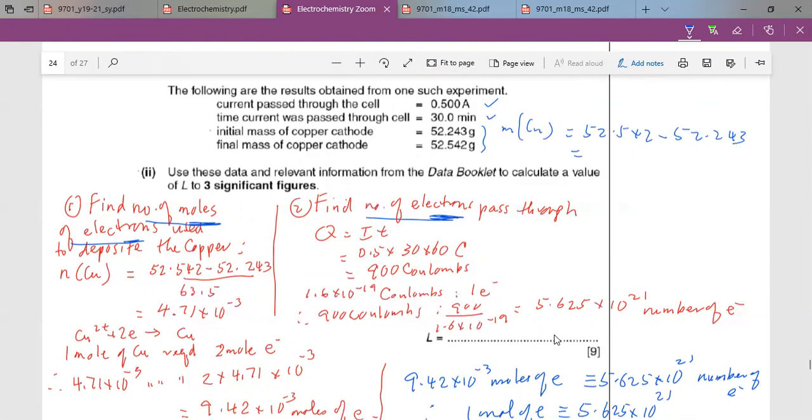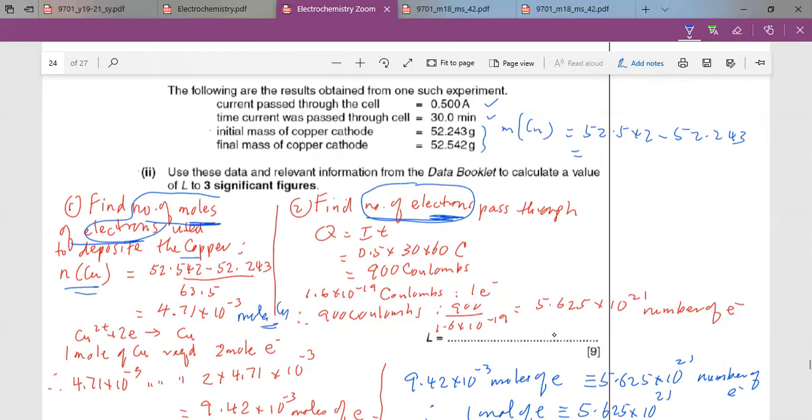So first, of course, 2 things you must remember for Avogadro's number. You need to find the number of moles of electrons and the number of electrons. 2 things here, so I put 2 things separately. First of all, I find the number of moles of electrons to deposit this copper. So the number of moles of copper is this one minus this one over 63.5. This is the number of moles of copper deposited.